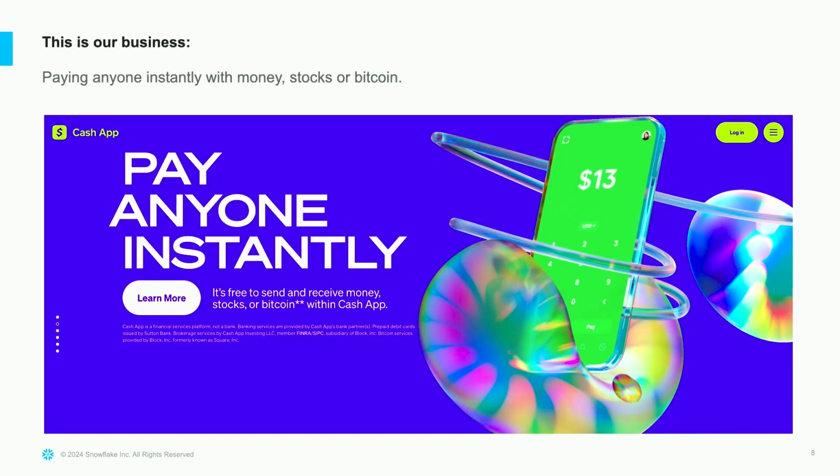So that's our business, basically. We don't monetize from the transaction itself. We monetize from money that inflows into the system. And then when a customer uses that balance to buy Bitcoin, to set up direct instant deposit, to swipe their card somewhere else, or to pay with Cash App Pay, that's when we make money.